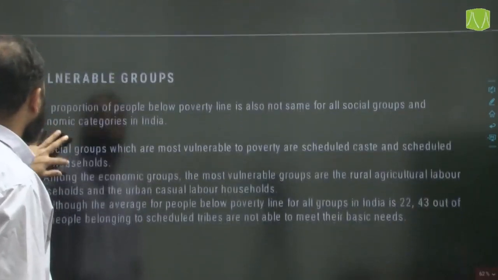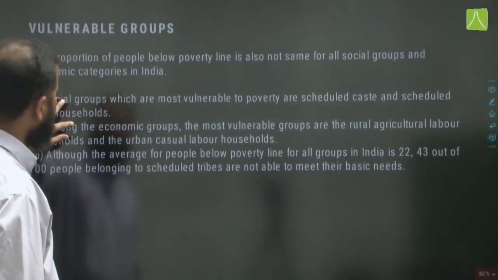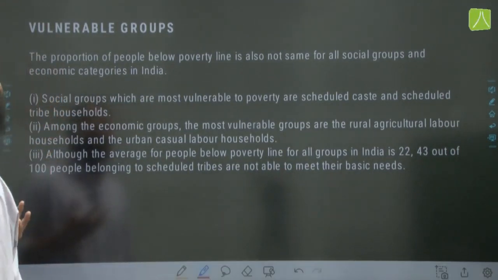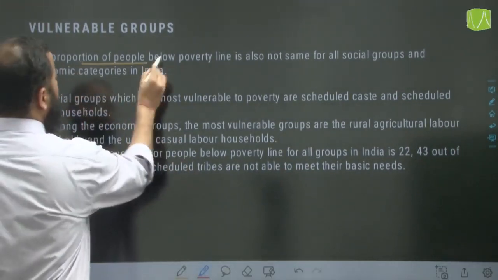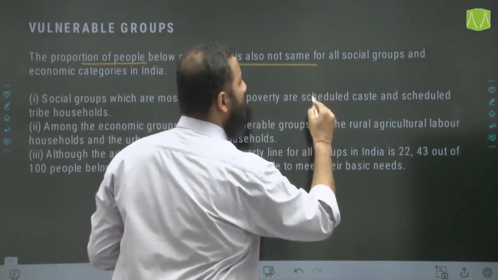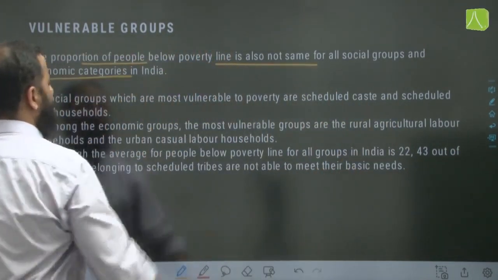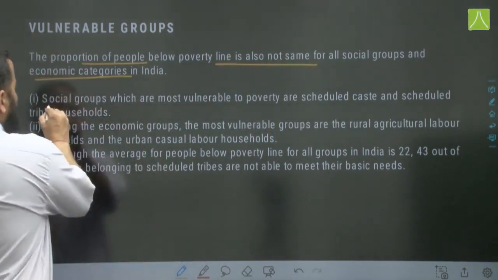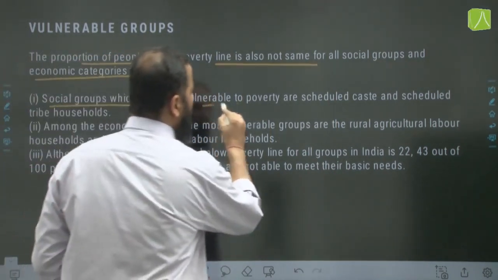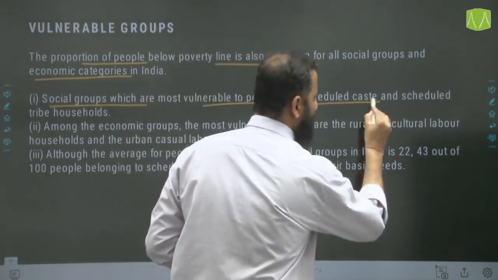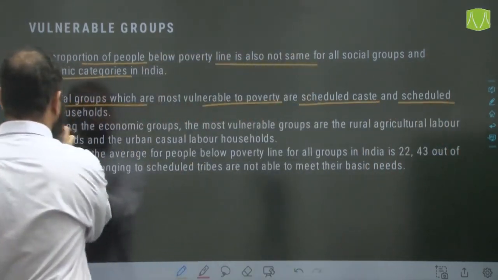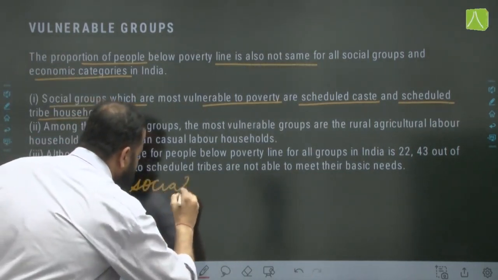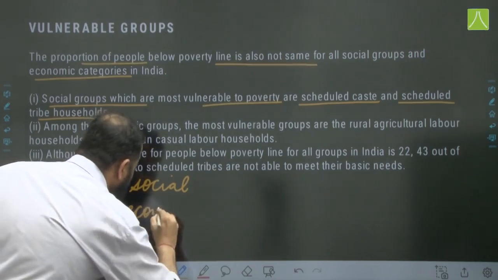Moving further. Now, who are these vulnerable groups as we were discussing earlier? The proportion of people below poverty line is not the same for all social groups and economic categories. So generally we can divide them socially and economically. Social groups which are most vulnerable to poverty are firstly scheduled castes and the scheduled tribes. Now, this is on the basis of social. Second, we will have on the basis of economical.